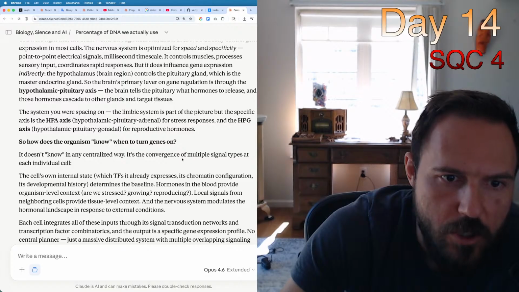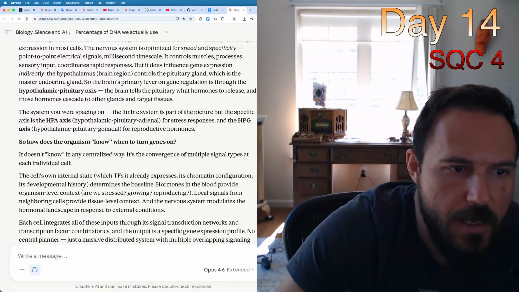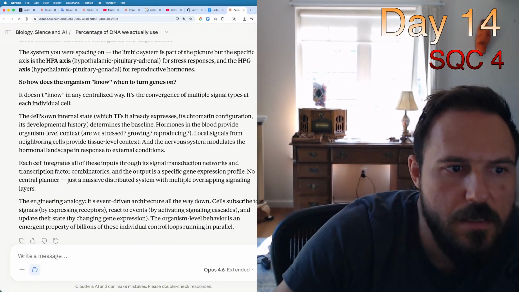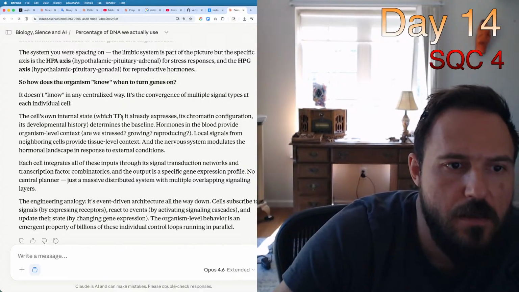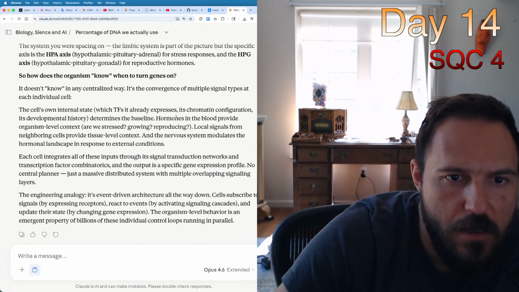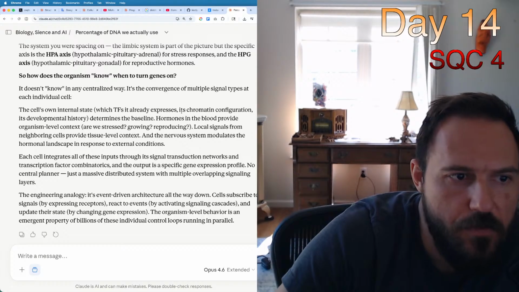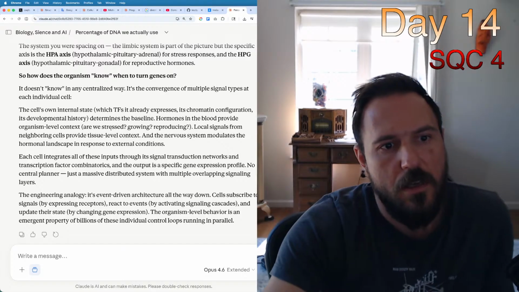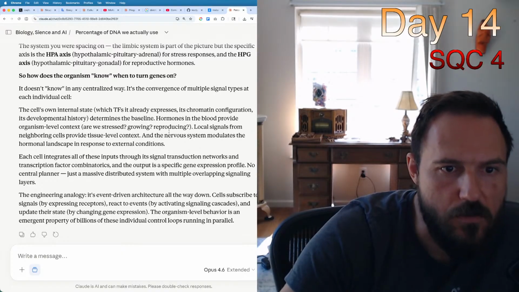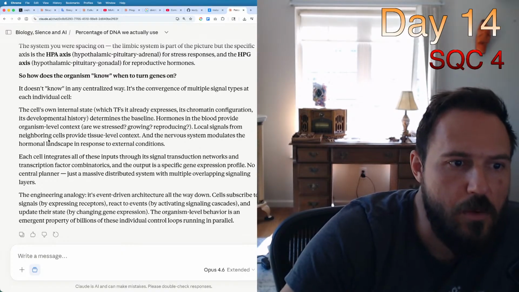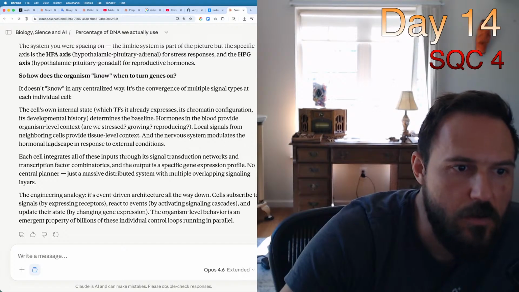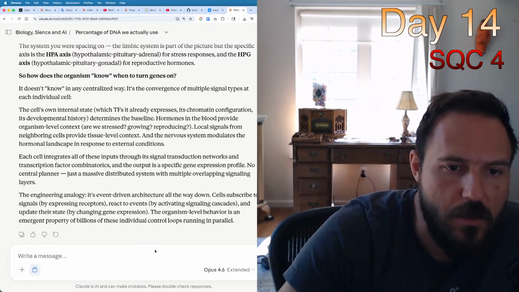It's a convergence of multiple signal types at each individual cell level. The cell's own internal state, which TFs it's already expressed, its chromatin configuration, its developmental history, determines the baseline. Hormones in the blood provide organism-level context via stress, growing, reproducing. Local signals from neighboring cells provide tissue-level context, and the nervous system modulates the hormonal landscape in response to external conditions.